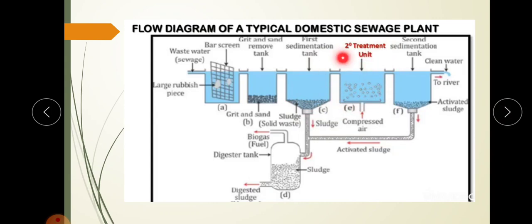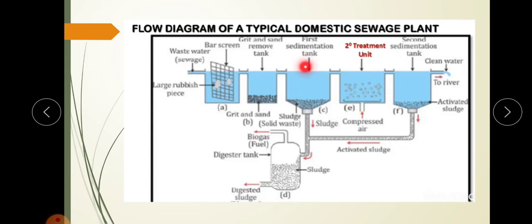So in the secondary treatment process we are adopting a biological method, that is we are using biological organisms to carry out the cleaning process. After this secondary treatment or biological treatment also we are doing the sedimentation process that we have explained earlier. That is, we are doing sedimentation twice, one before the biological treatment and one after the biological treatment.